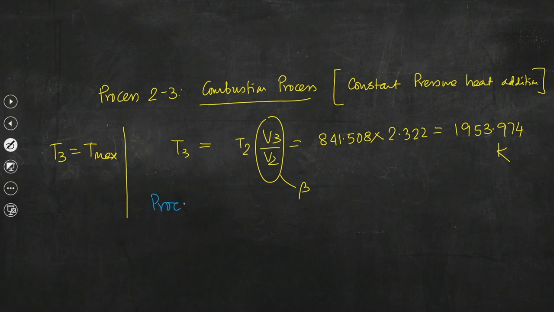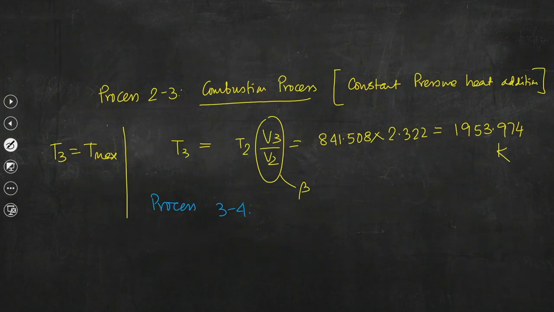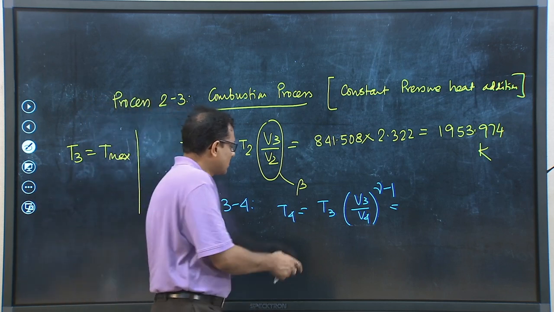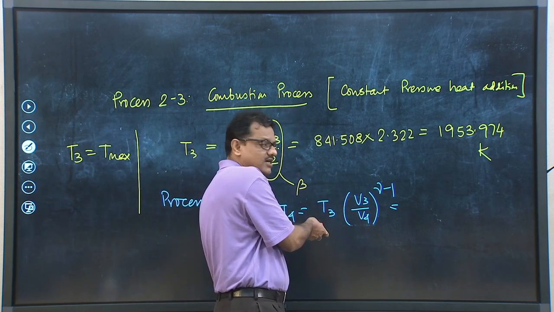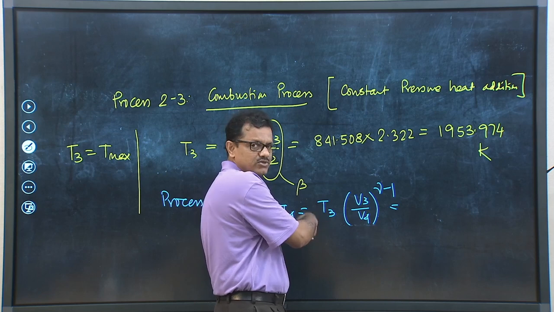T3 we got, and finally, we can consider process 3 to 4. Which process is it? That is isentropic expansion process. So, we know T3, we know P3. So, we need to calculate T4. So, T4 is equal to T3 into V3 by V4 power gamma minus 1. That is what I was telling in the context of the solution of the previous problem. It is not necessary that we calculate T4 knowing T1, because the process is a constant volume process. Also, we can calculate it knowing T3 using this relation.